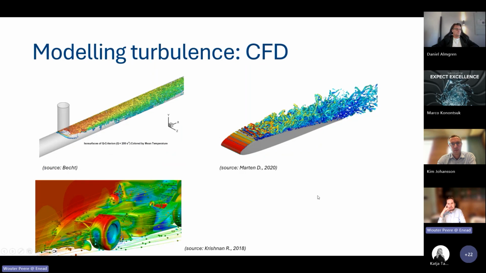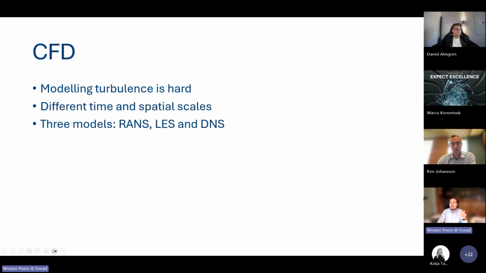First, some things about the modeling of turbulence, because it's a word we all use, but it's really difficult to model. It's all around in engineering applications, from chemical pipe simulations to plane wings to the aerodynamics of Formula 1 cars. And the way we model it is by using something called computational fluid dynamics. Now, this CFD is needed because modeling turbulence is hard, and that's because turbulence occurs at different time and spatial scales.